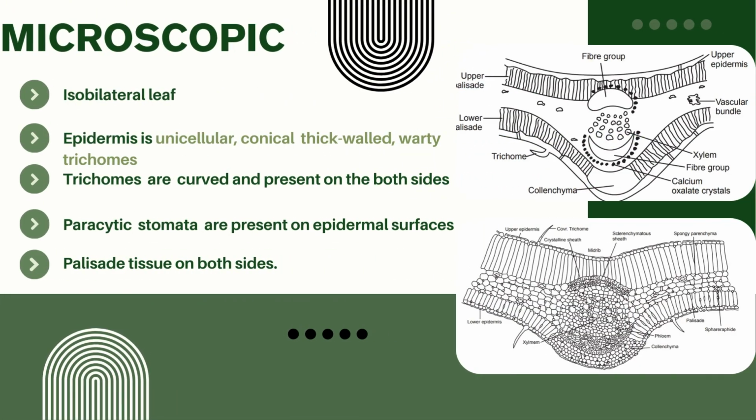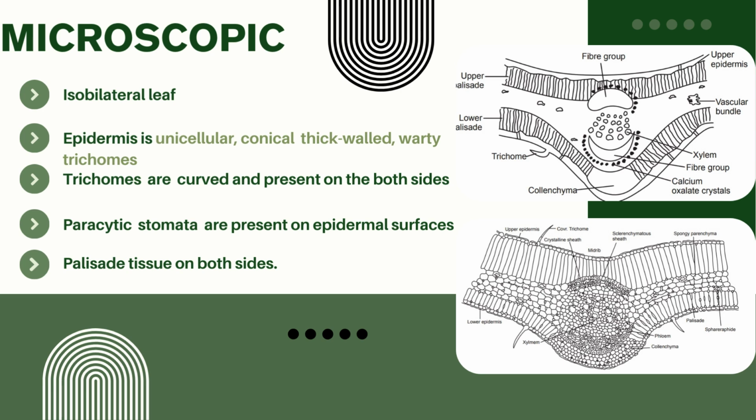A closer microscopic inspection of SENNA leaves uncovers further diagnostic details. The leaf is isobilateral, having palisade tissue on both the upper and lower surfaces. The epidermis is composed of unicellular, conical, thick-walled trichomes with a warty appearance, a trait that assists in identification under the microscope. These trichomes are curved and are present on both sides of the leaves. Of particular note is the type of stomata, paracytic, which is found on epidermal surfaces.